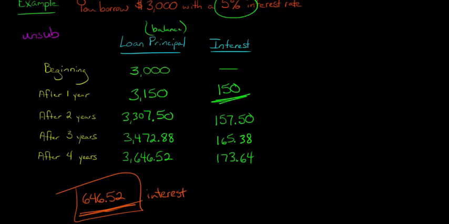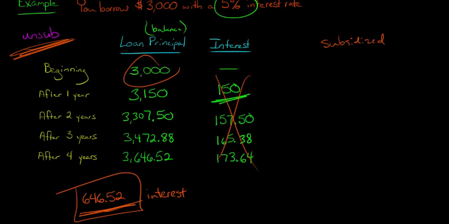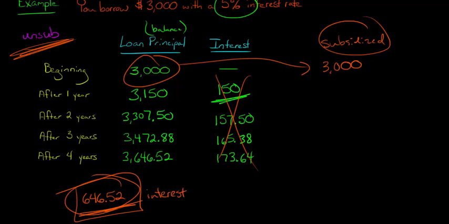Now, here is the great thing about the subsidized student loan. This was all for an unsubsidized student loan. If this were subsidized, then the government would have been paying all this interest while you're in school. So when you get out, that $3,000 that you borrowed is what you'd owe. You'd owe $3,000, so you'd have saved $646.52.